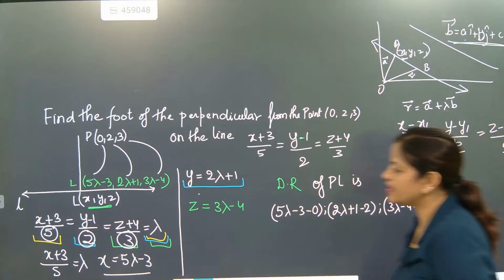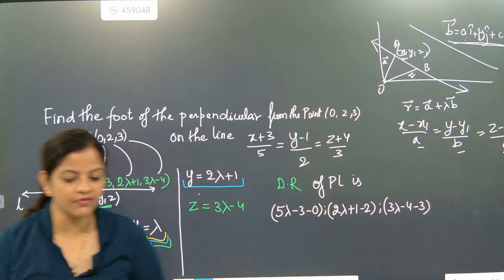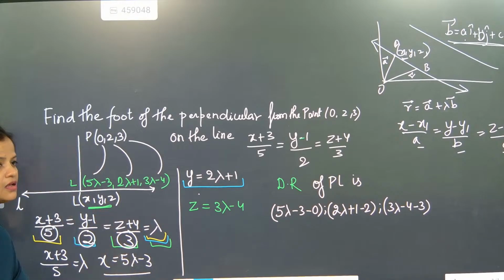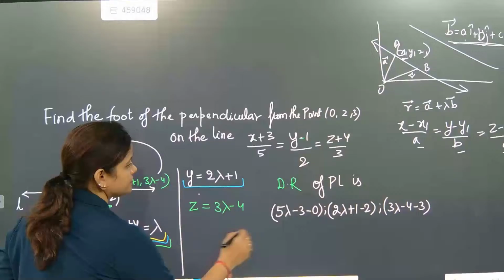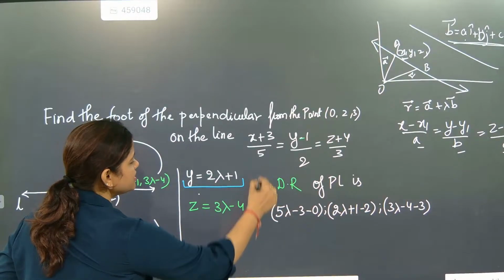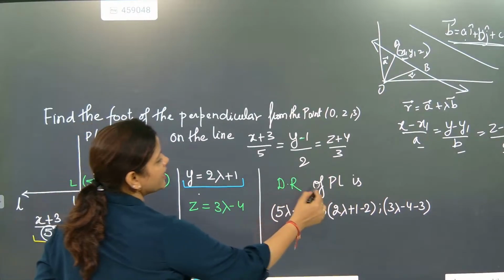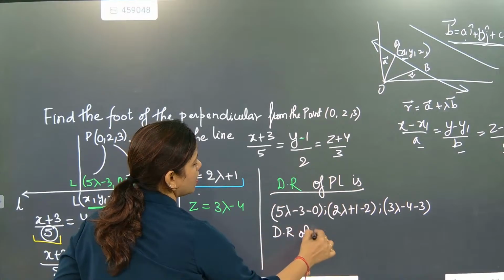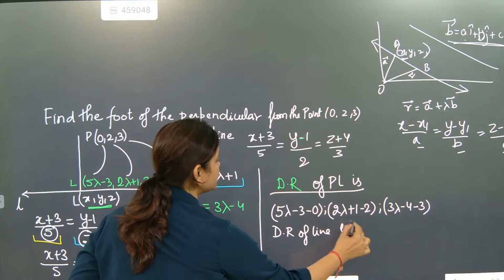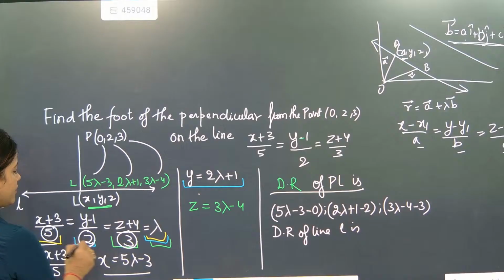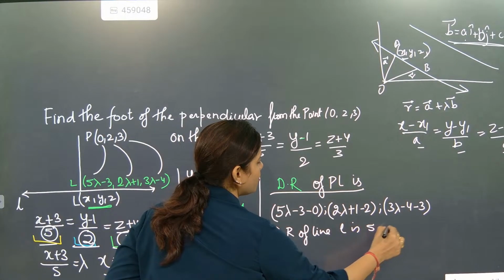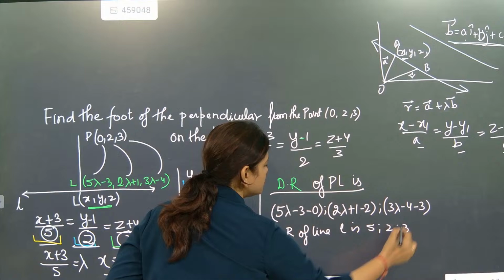So that means what, beta? The direction ratio of the line will be what? Good evening Shivaranjani. What is the direction ratio of line L? This is the direction ratio of PL. Now beta, the direction ratio of line L is, what is the direction ratio? 5, 2, 3. 5 comma 2 comma 3.